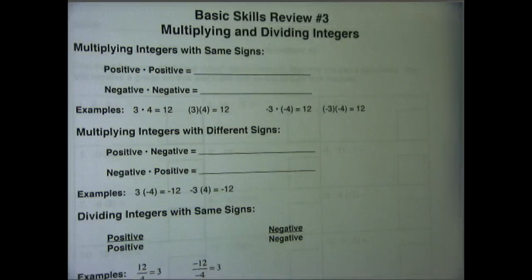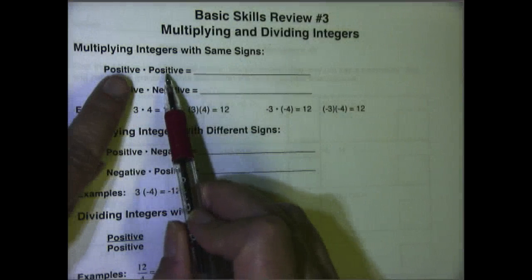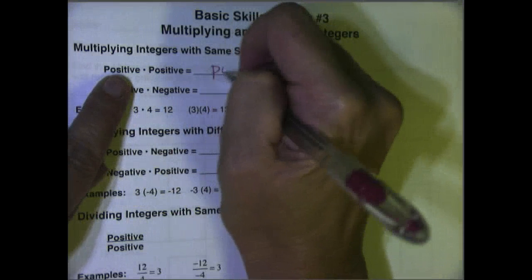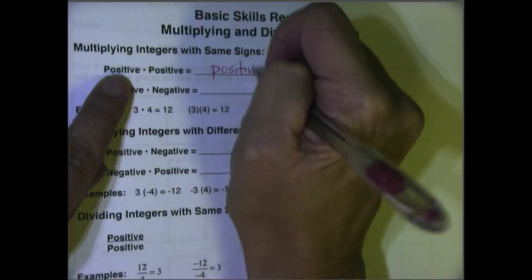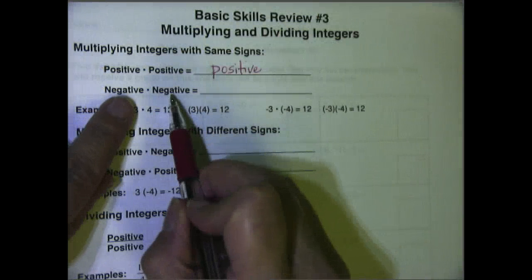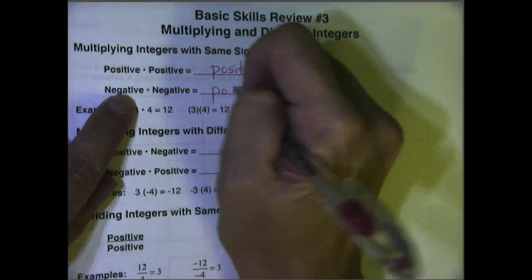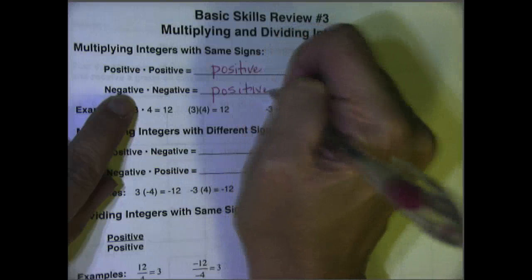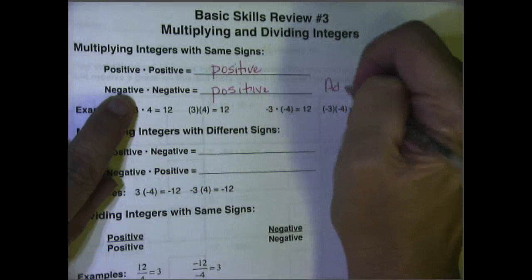Let's begin basic skills review number 3, multiplying and dividing integers. Multiplying integers with the same signs is simple. When you multiply two positives, you get a positive. When you multiply two negatives, you also get a positive. Do not confuse this with the rule for addition.